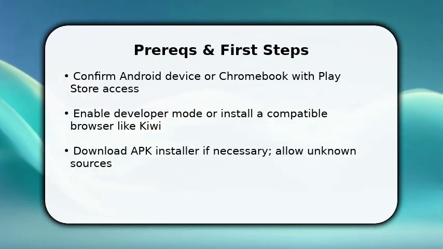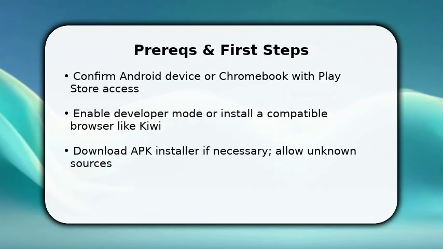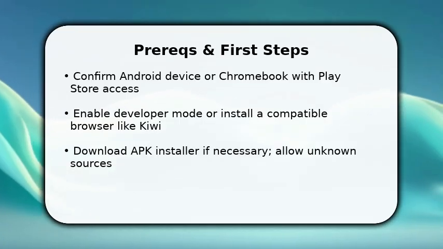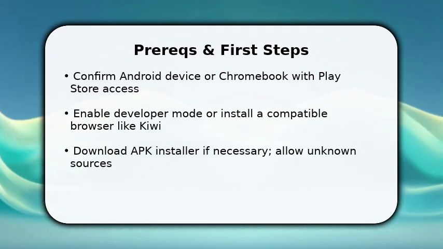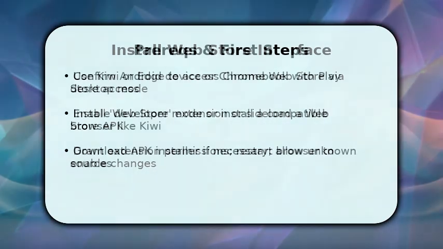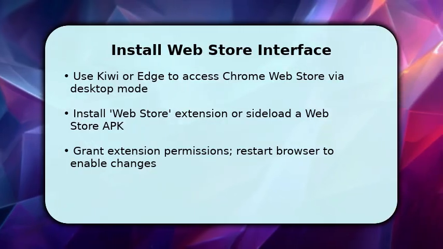Next, download a lightweight APK installer or open the Chromium-based browser to prepare for extensions. These steps set up the environment so you can add the store interface on mobile. Now you'll get the Chrome Web Store interface running.